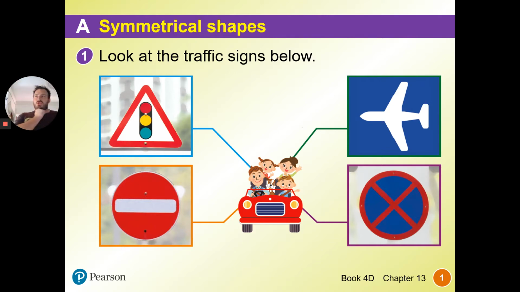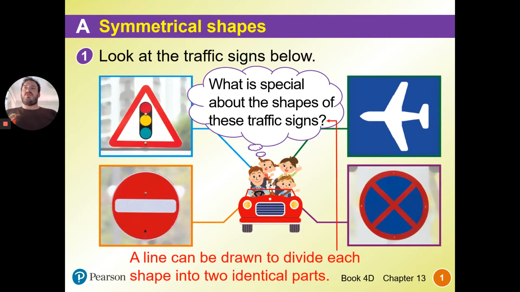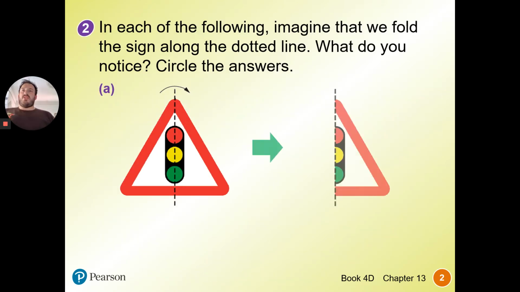So a symmetrical shape is a shape which can have a line placed through it and divide the shape equally into two or maybe even more parts. So let's have a look at these pictures then. Where could we maybe add lines?